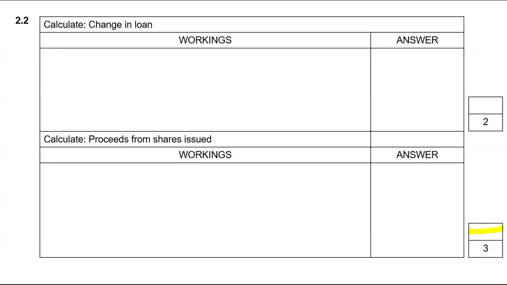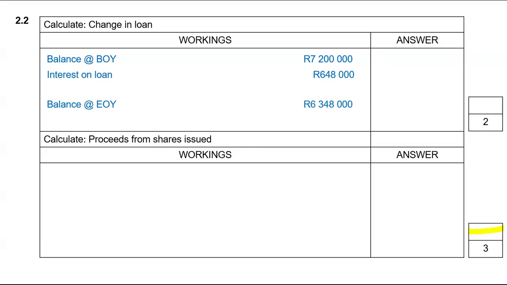change in loan. So what we have as a balance at the beginning of the year is 7,200,000. We had interest on loan, and when we have interest on loan, we're gonna add it to get the closing balance, which will be 6,348,000. But this is only applicable if interest is capitalized. But they didn't give us accrued expense that relates to interest on loans. So we can simply conclude that it was capitalized, but sometimes I just need to tell you.